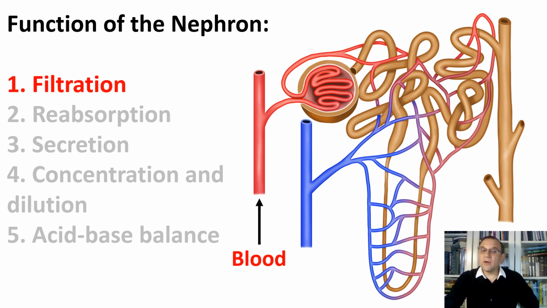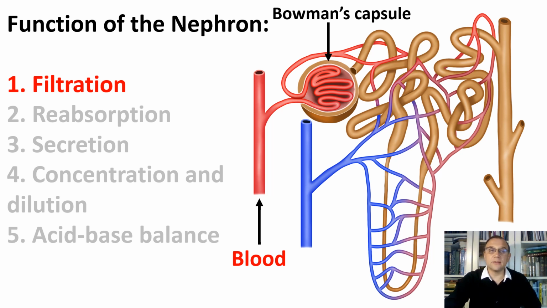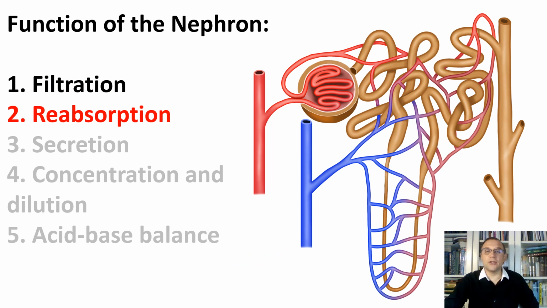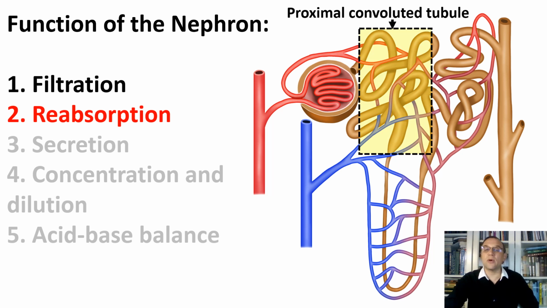One of them is filtration. Blood enters the glomerulus under high pressure, which allows water, electrolytes, and small molecules such as waste products to pass into the Bowman's capsule, forming the initial filtrate. Another function is reabsorption. As the filtrate flows through the renal tubule, essential substances like glucose, amino acids, salts, and water are reabsorbed back into the bloodstream, mainly in the proximal convoluted tubule.